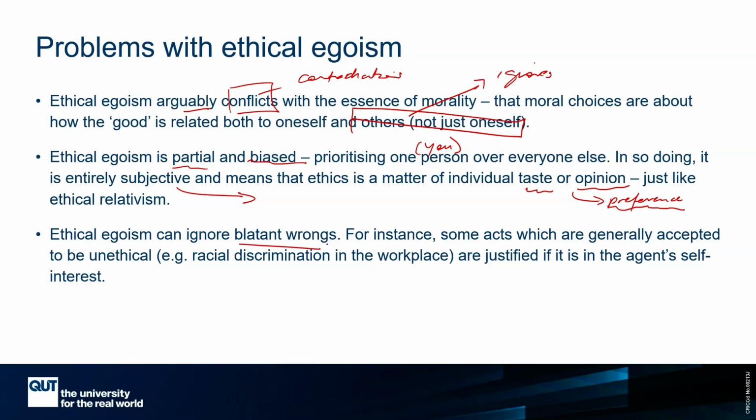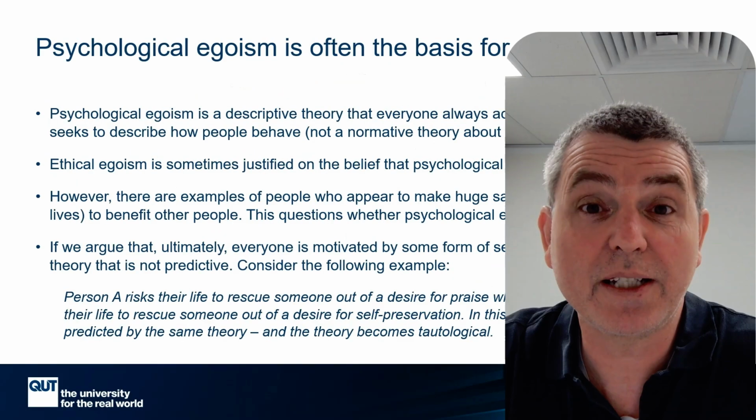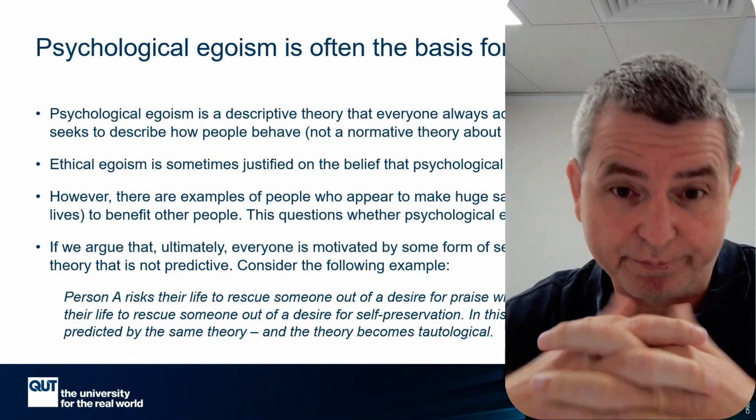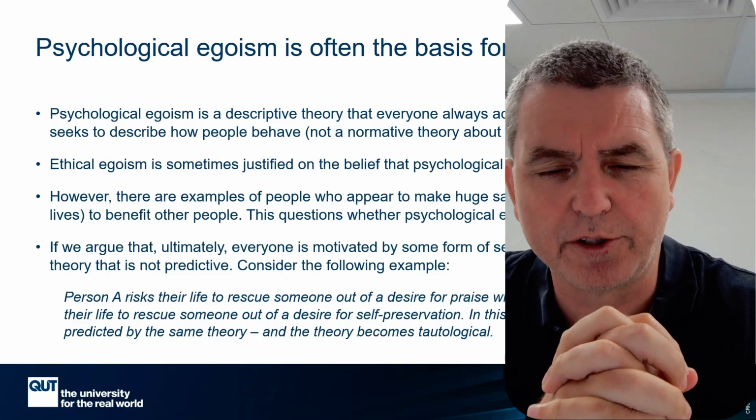As a result, it can often ignore blatant wrongs. For instance, if it's good for you that there's racial discrimination in the workplace, then you're justified in doing it, etc. So you end up with some quite perverse outcomes in how we might traditionally think about what is ethically correct. As I said, each of these theories is going to have some positives and negatives. And ethical egoism is the first.